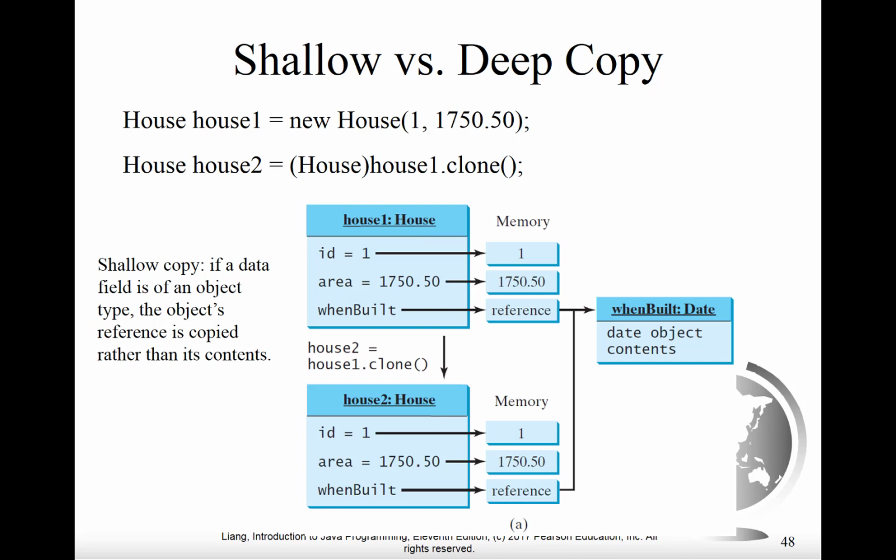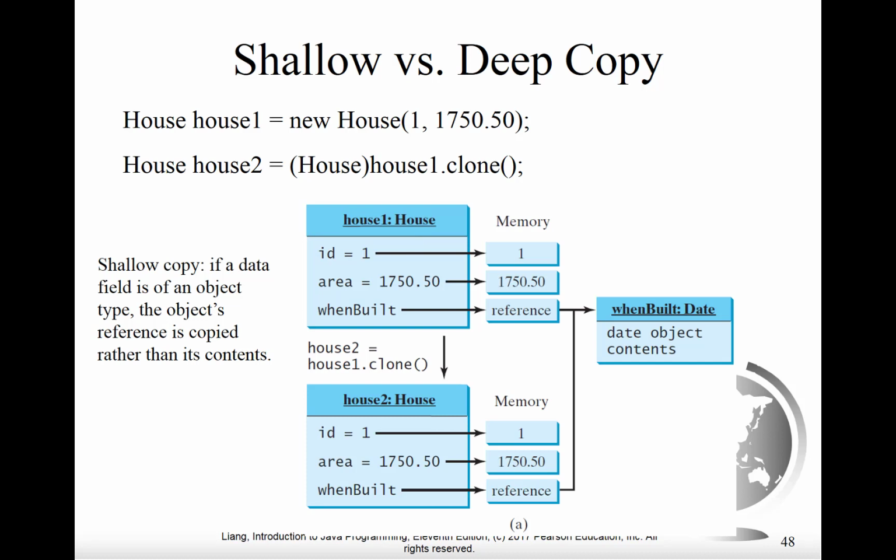So take a look at this example here where house 1 is a new house with ID 1 and square footage or area of 1750.50. If we want to clone house 2 as a clone of house 1, we could declare it to be of class House and say house2 equals, and then we cast house1 as a House and use the clone method with it, and we would get a clone. But let's take a closer look at what exactly the clone contains now.